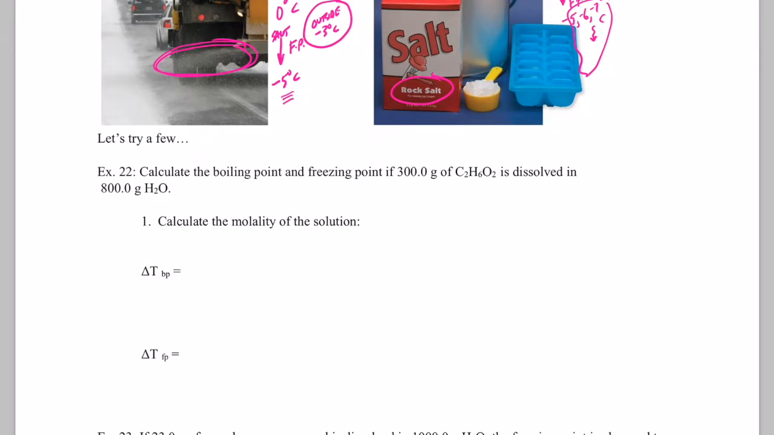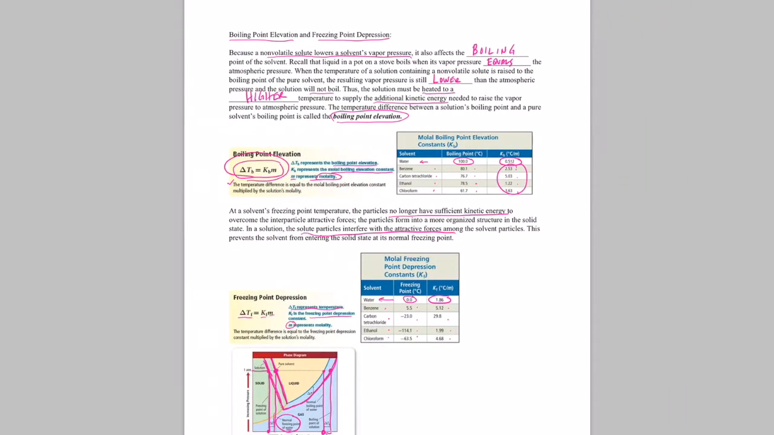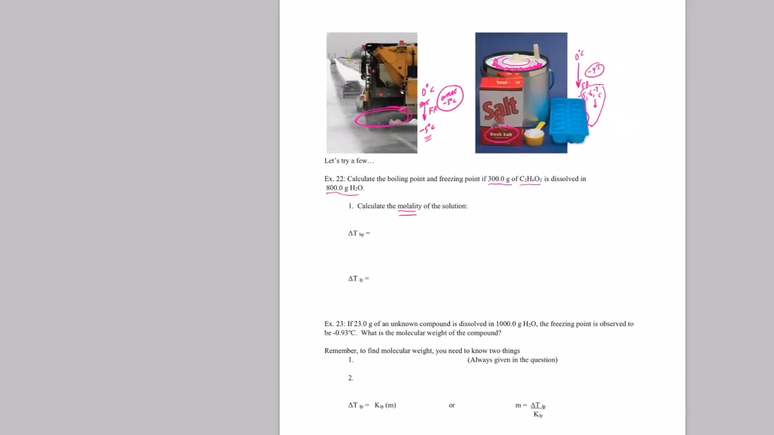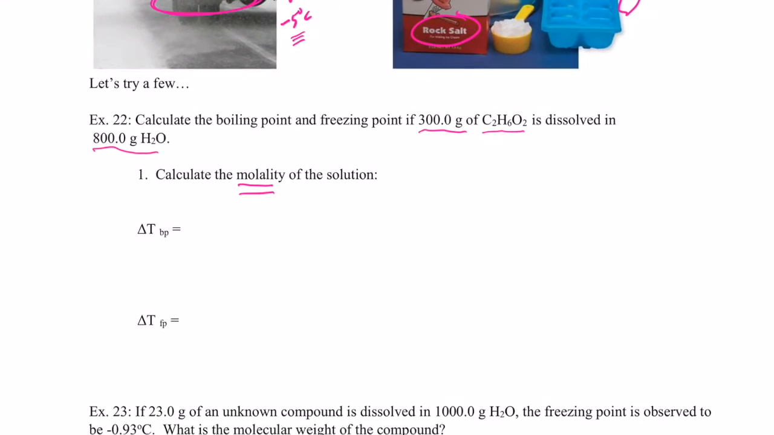Let's calculate the boiling point and freezing point if I take 300 grams of C2H6O2 and I dissolve it in 800 grams of water. Now the first thing we need to do is calculate the molality of the solution. Remember, in order to find the boiling point change and the freezing point change, we need to know the molality of the solution. So let's do that quickly.